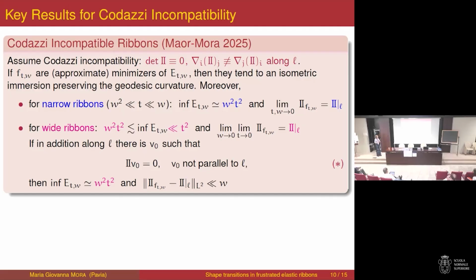So under an additional condition that I'm going to comment on in a moment, we have a more precise statement. So if this condition star is satisfied, we can show that the minimal energy is of order w squared t squared, as in the narrow case, and the convergence to the target curvature is rather fast. So what is this additional condition about?